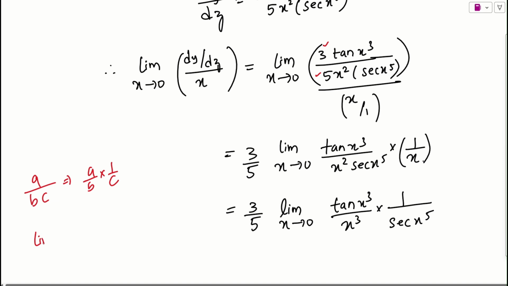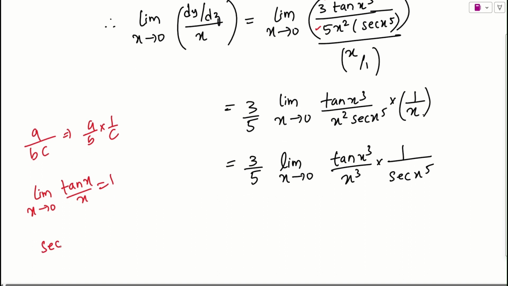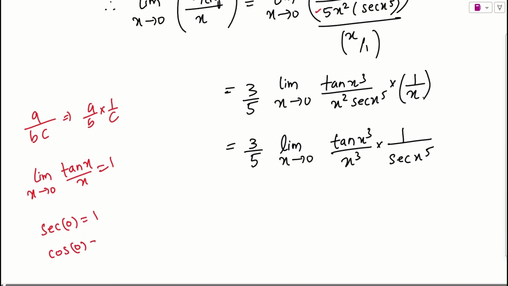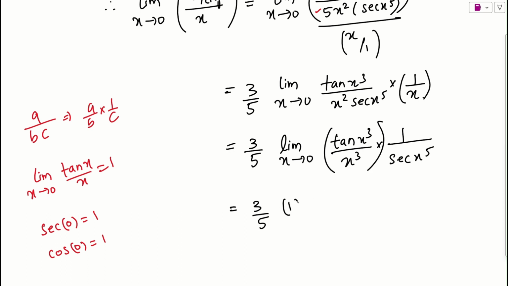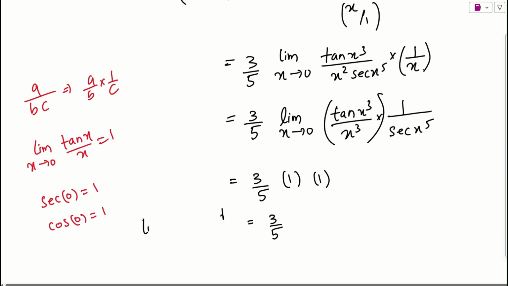Why? Because in the limits we have seen, limit x tends to 0 of tan x by x is always 1. Agree? And one more thing, what is secant 0? Secant 0 is also 1. Why? Because we know that cos 0 is 1, and secant is the reciprocal of that. So from this, 3 by 5 will be taken out, and the whole thing will be 1 times 1 by secant 0. What is secant 0? That is also 1. So 1 into 1 will be 1. So 3 by 5 is the value of the function, the limit x tends to 0 of dy by dz by x.